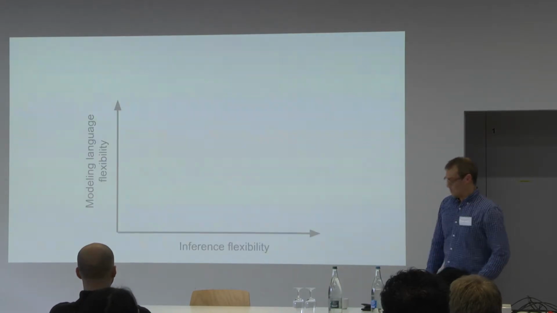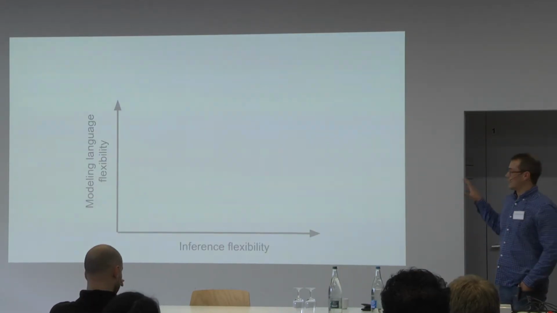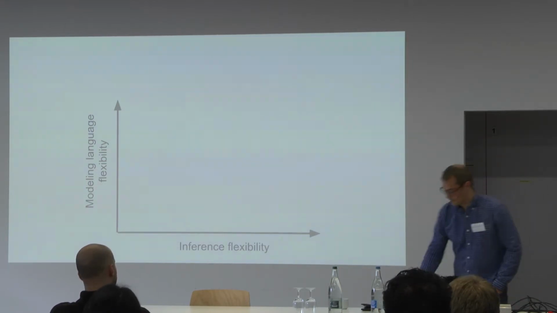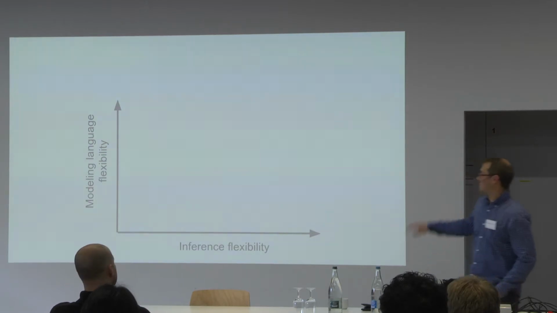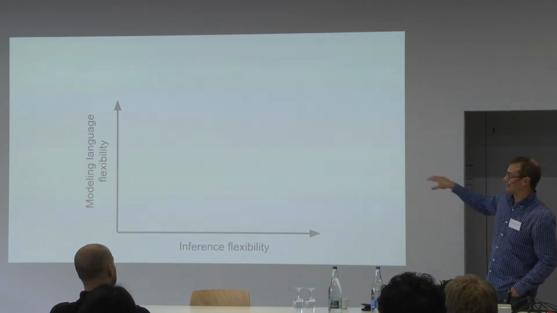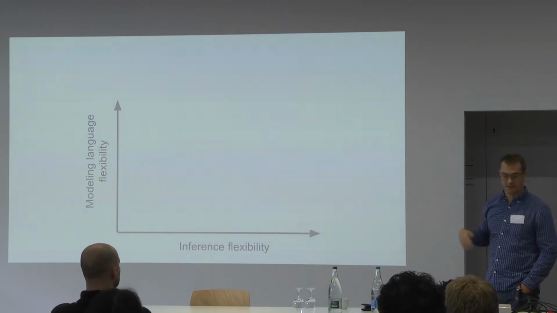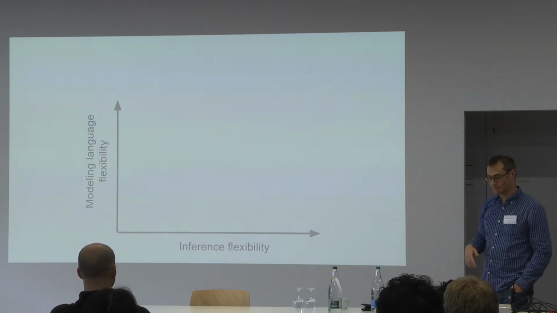So GEN is, again, designed for more inference specialization than existing systems. And so I'm going to plot GEN here on the axes, showing how it relates to other systems. The two axes here are modeling language flexibility and inference flexibility.